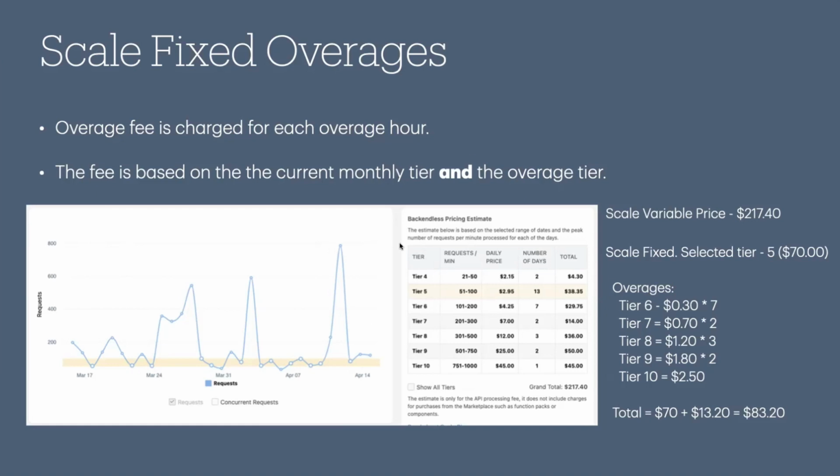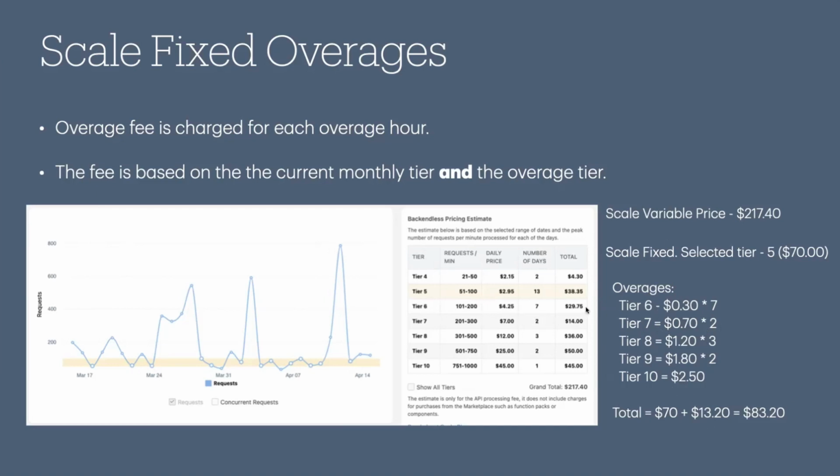But here, let's take this example for the same usage chart that I had in the previous slide. So with the scale variable, it is $217.40 per month. On the scale fixed, let's say you pick tier 5, which is $70 per month, and assuming that these overages happen once a day, like last only 1 hour, then we will have for tier 6, 7 occurrences, and it's 30 cents per hour. For tier 7, 2 occurrences, and you can see there are 2, and then so on.